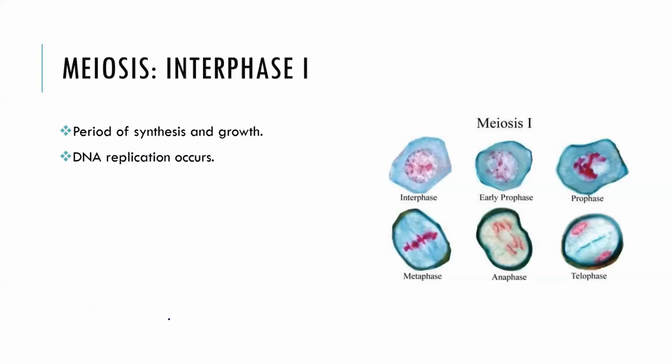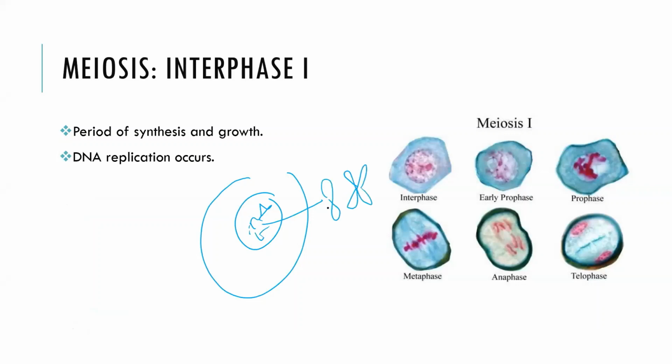So during interphase 1, it's similar to the interphase of the mitosis. You have the nucleus, and in the nucleus, DNA replication occurs. So the chromosomes form two sister chromatids like this. So cell growth occurs, the organelles divide, all this occurs in interphase 1. So then prophase 1.